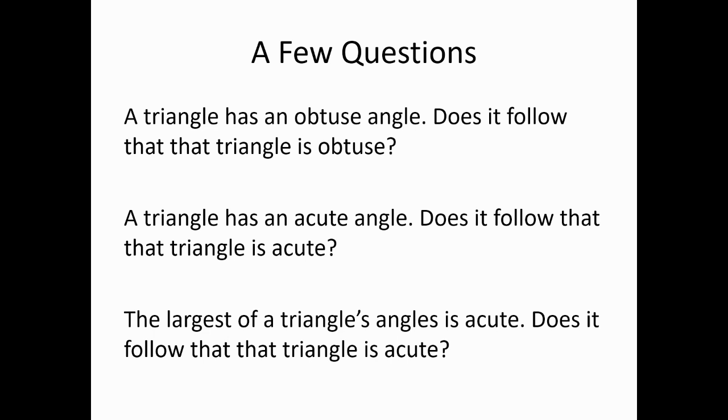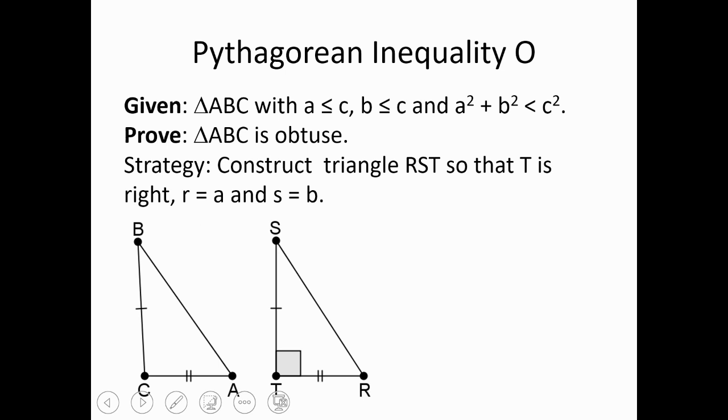But how about this question? Let's say that a triangle has an acute angle. Does it follow that the triangle is acute? Well, no, of course it does not, because every triangle, as we proved in a previous chapter, has at least one acute angle. As a matter of fact, every triangle has at least two acute angles. So from the fact that a triangle has an acute angle, it does not follow that it is acute. Instead, you must know that all three angles are acute if you are to conclude that a triangle is an acute triangle. So keep that in mind as we go through the proofs that follow.